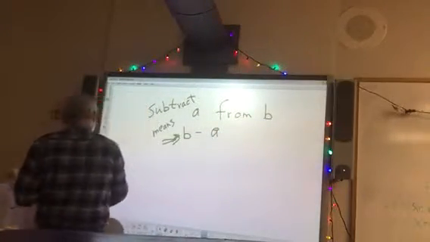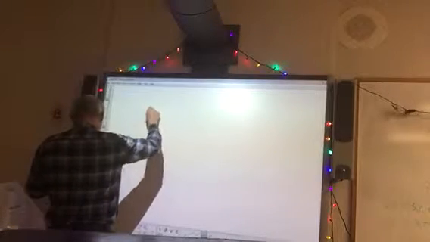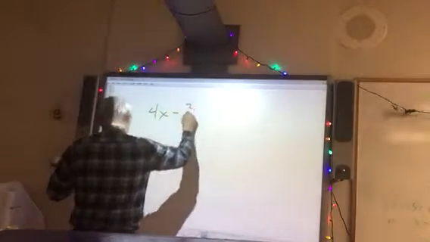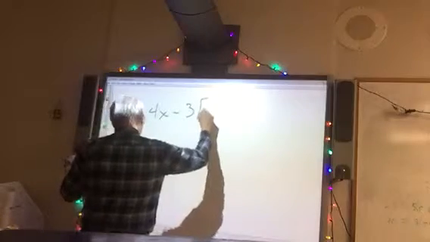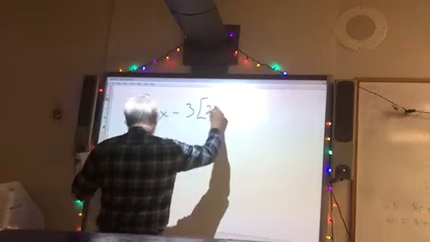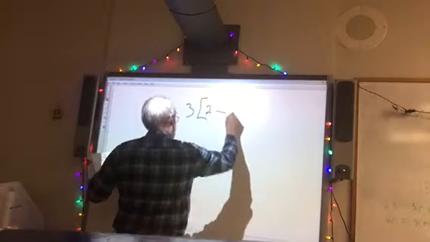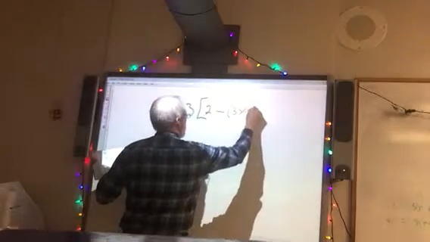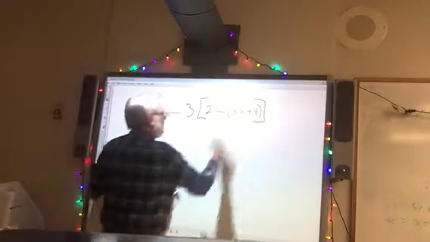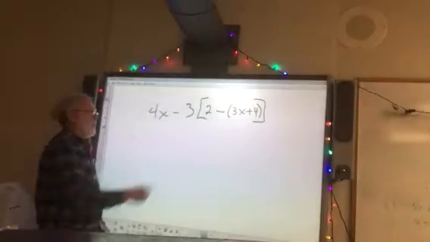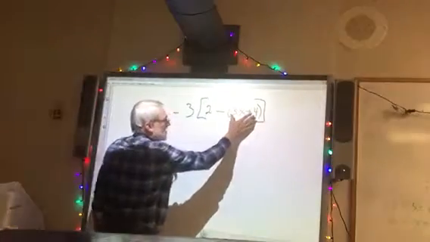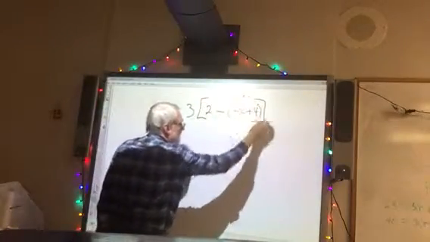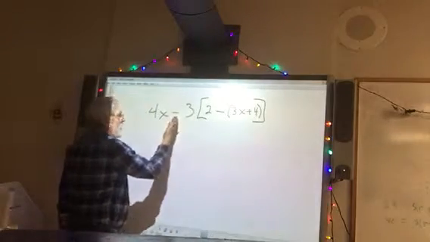Also, and I'm rushing here, 4x minus 3 times the quantity 2 minus the quantity 3x plus 4. You got to be careful in terms of brackets and parentheses. We need to deal with this part first, and then deal with this part, and then deal with this part.